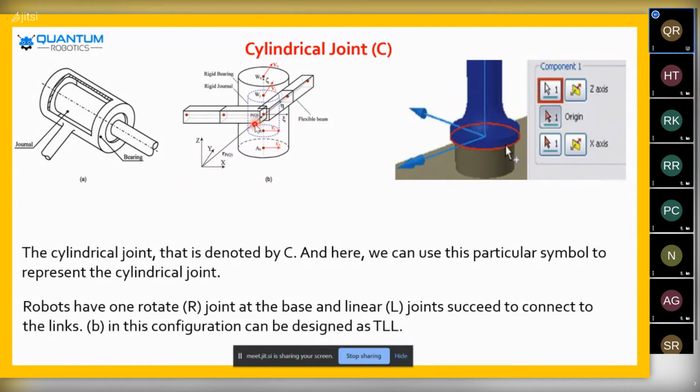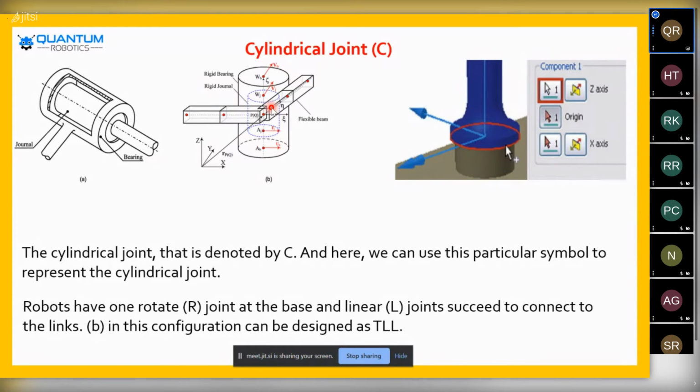After that, we have to interconnect the particular joint. That joint makes it rotate with angular momentum, rotating through the angle so that the joint can do the workspace of the job. And here we can see that the rigid bearing is going to be used, and the rigid journal.